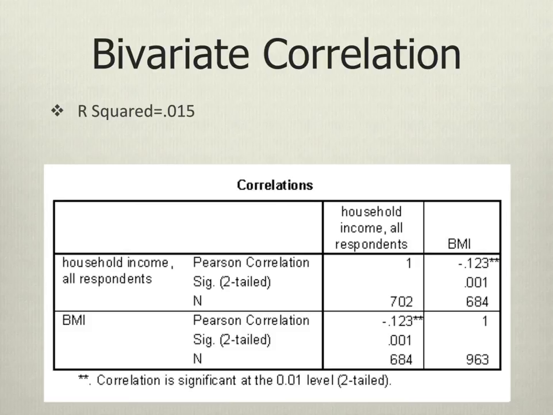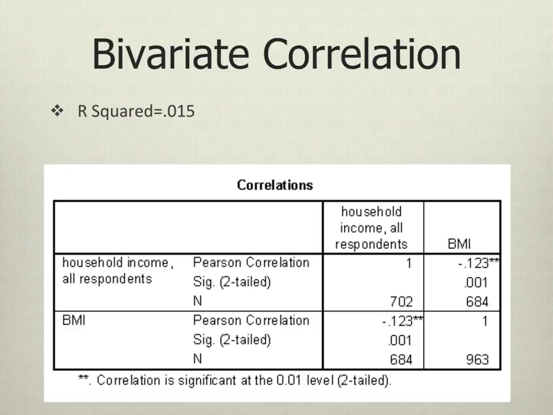What you're looking at here is one of the squares where household income of all respondents and BMI intersect. In this first cell in the table, household income intersects with household income. That's got a perfect correlation. In the next cell to the right, body mass index intersects with household income. Here we see a Pearson's R value of negative 0.123. The number under that is the significance. You see it's labeled sig two-tailed.